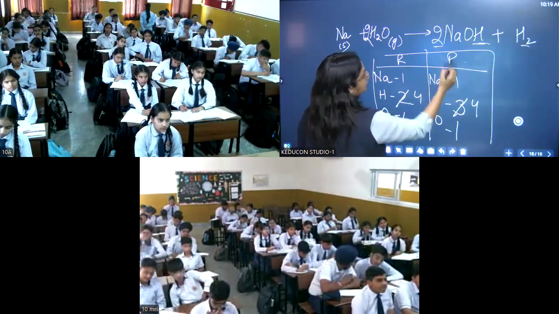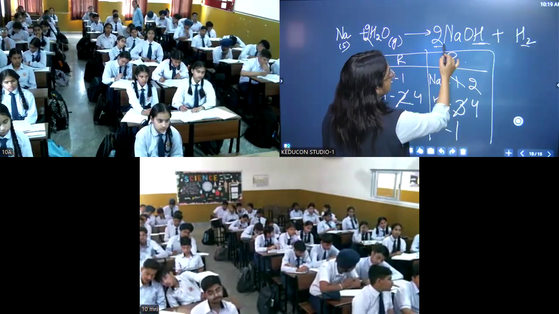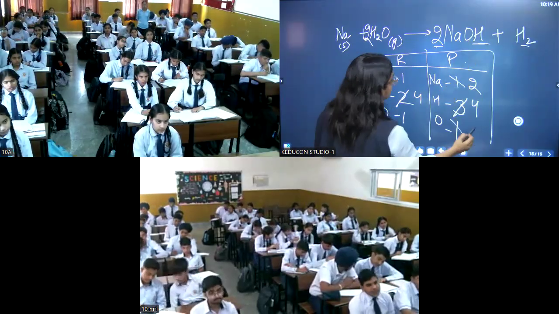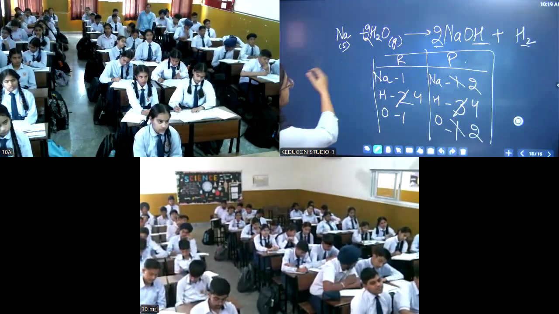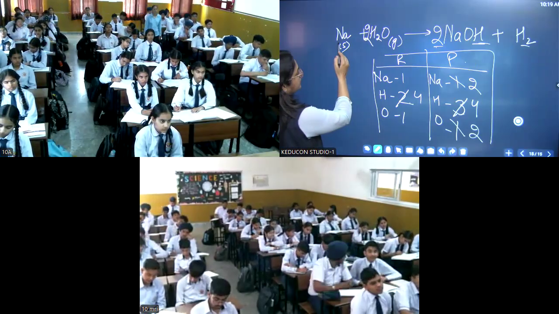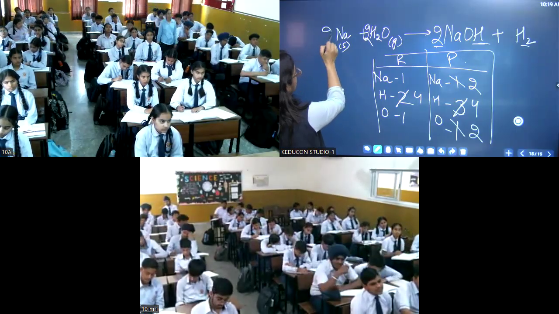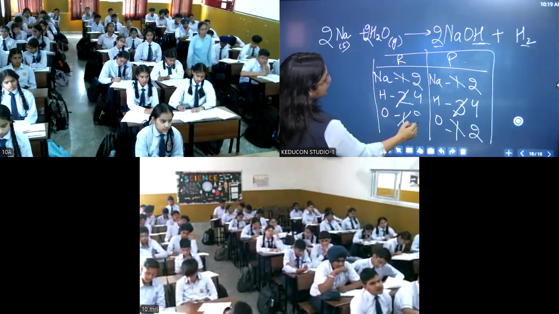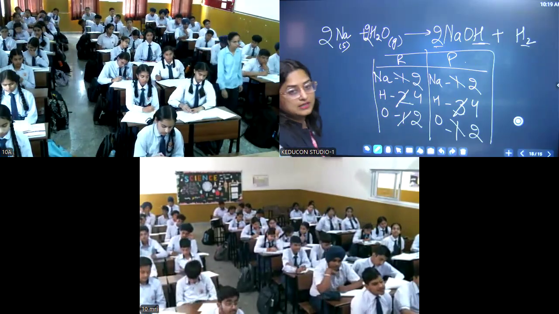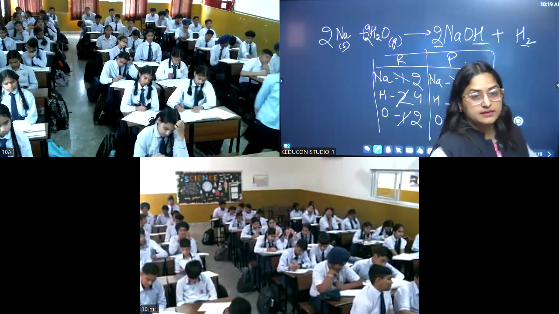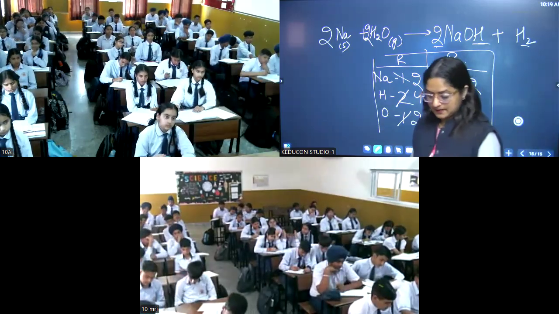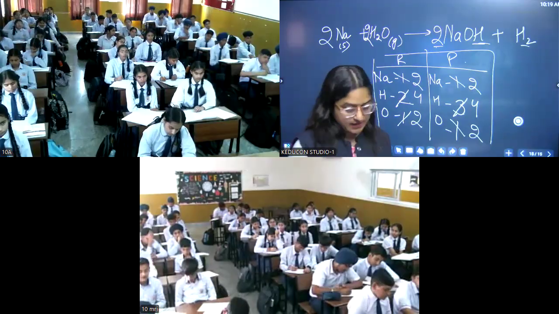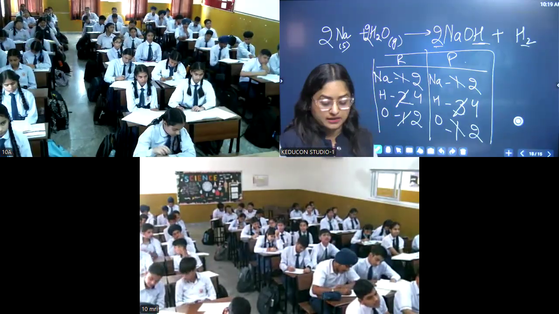Sodium is 2 here now. And oxygen is also 2. The number of sodium, you have to multiply this with 2 here. And you have 2 oxygen atoms on the left hand side. Balanced. Sit down. Take your time to understand what we have done.